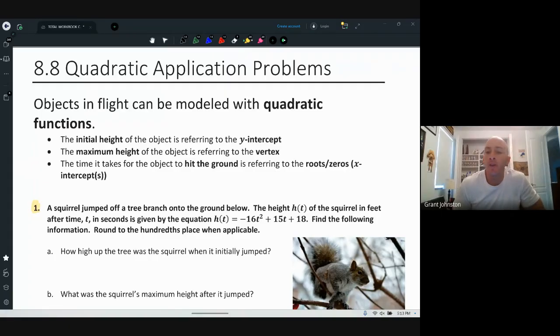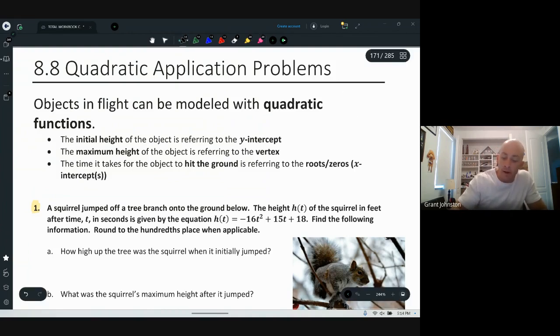Quadratic application problems. Okay, so early on, I think on one of the key feature pages, we were talking about what quadratics can be modeled as. More often than not, and they can be modeled as numerous things, but a lot of the time it's used to model objects in flight. Like, if I were to sketch a graph here, and this is just a random example.